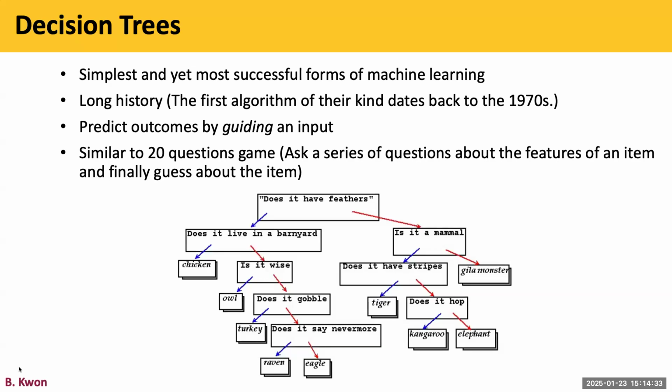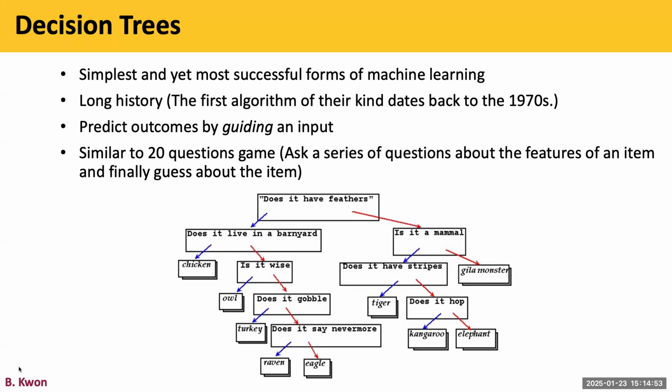Hi folks, in this video I'm going to introduce the concept of decision trees. This is the simplest and one of the most successful forms of machine learning, and it has a pretty long history. It was developed back in the 1970s.